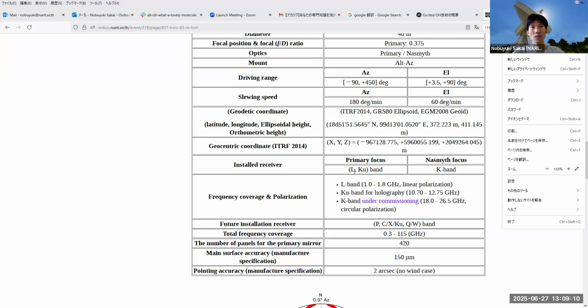And we now have L band and K band receivers. K band is used for commissioning and holography activity, and L band is from 1 to 1.8 gigahertz, dual linear polarizations.